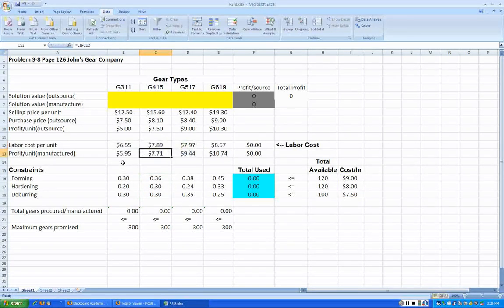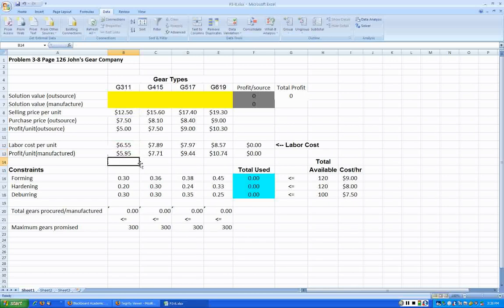So if he were to make it in-house, this is the profit per unit that's going to be. Selling price is $12.50, manufacturing cost, which consists in this case of labor, is the cost that is over here. Material cost is not given to us, so that's the reason why I do not have the material cost in the problem there. If it is, then just do it like the other problem that we did.